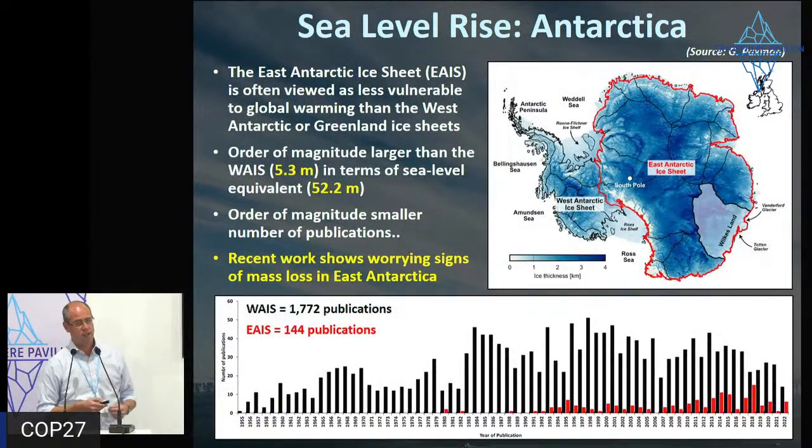I find that interesting because East Antarctica is by far the largest ice sheet. We had a session earlier today. You'll be able to go and look at the recordings of those where we focused almost entirely on East Antarctica because it's by far the largest ice sheet on the planet. It stores over 50 meters of sea level equivalent. It's an order of magnitude larger than West Antarctica, but there are order of magnitude fewer publications on that ice sheet. But I think that's starting to change.